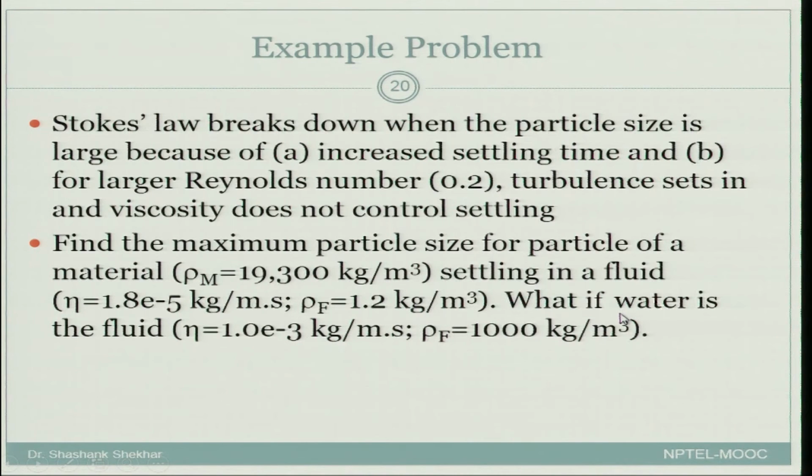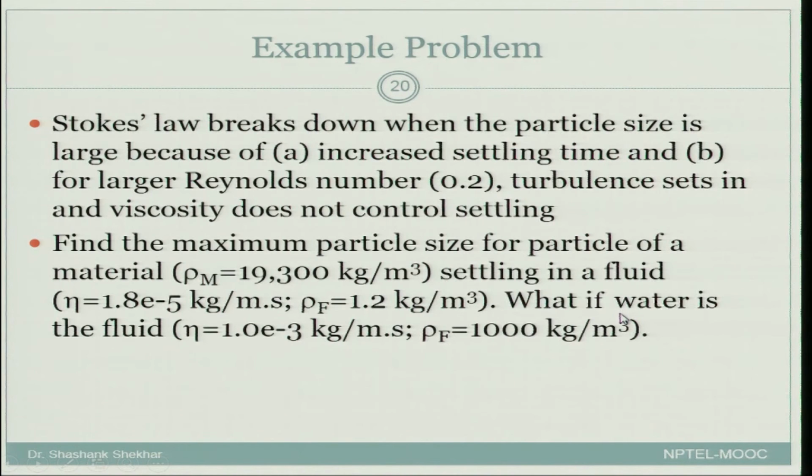On the other hand, viscosity is very low for the first fluid, of the order of 1.8 into 10 to the power minus 5, and for water the viscosity is 1 into 10 to the power minus 3. So, this is again 2 orders of magnitude larger. So, viscosity is larger and density is larger. How does that make a difference?